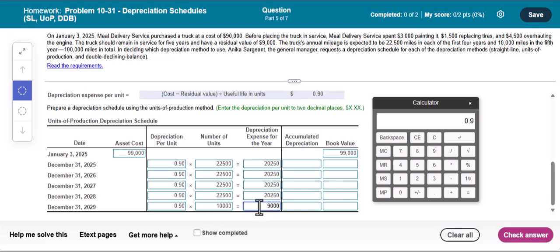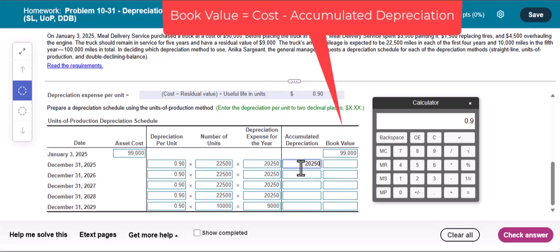So then accumulated depreciation, again, similar to the above scenario, we go ahead and input how much depreciation we've had so far. So in the first year, 2025, we've had $20,250 here in depreciation. So let's go ahead and do our book value as well. So the previous year's book value is that 99,000. We have to subtract the accumulated depreciation at this point to get our new book value at the end of 2025. So let's go ahead and input that there.